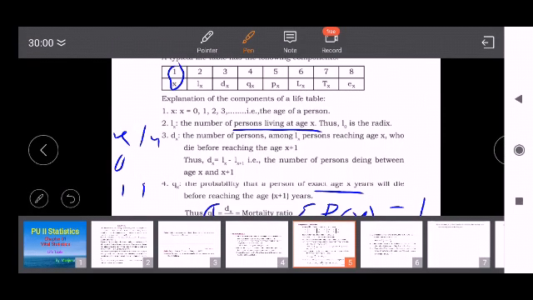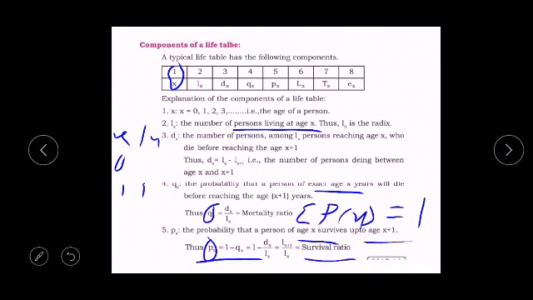So we can take px as equal to 1 minus qx. We can write that in this manner also, 1 minus dx divided by lx. So that is equal to lx plus 1 divided by lx. So lx plus 1, the next age, divided by the current previous age. So this indicates the survival ratio.